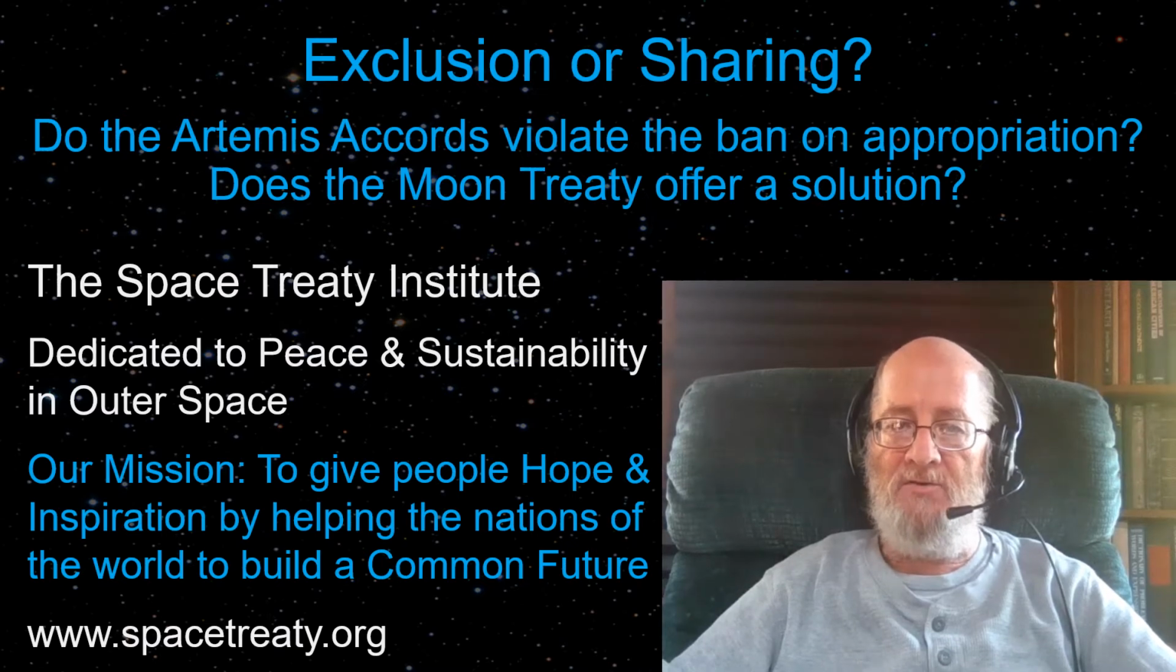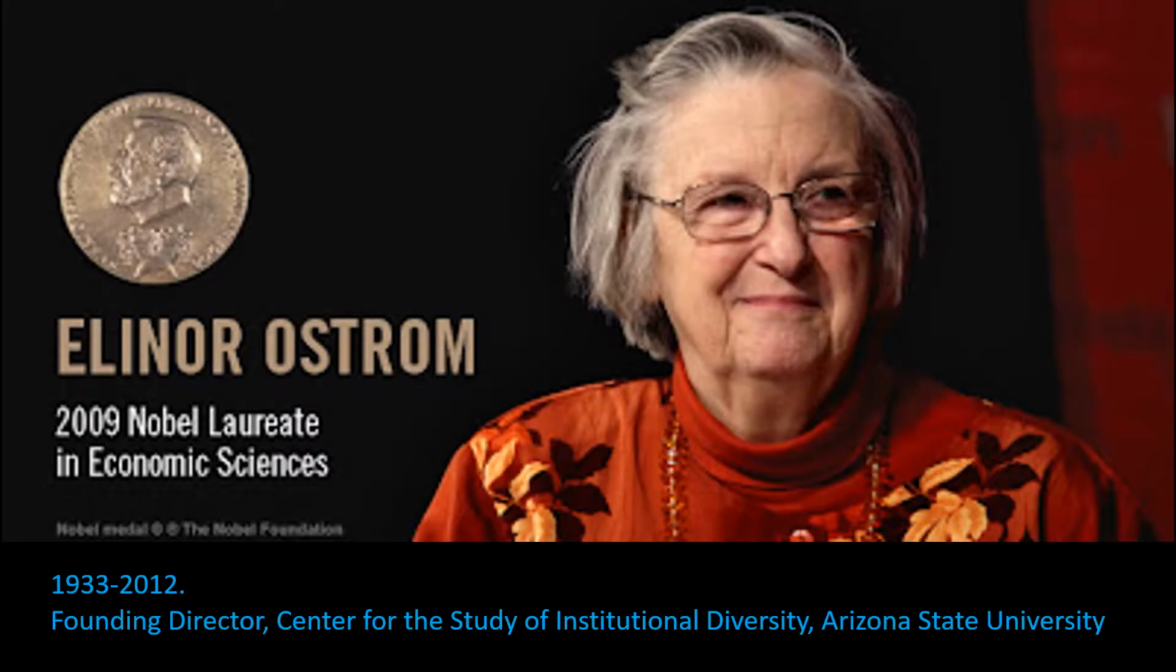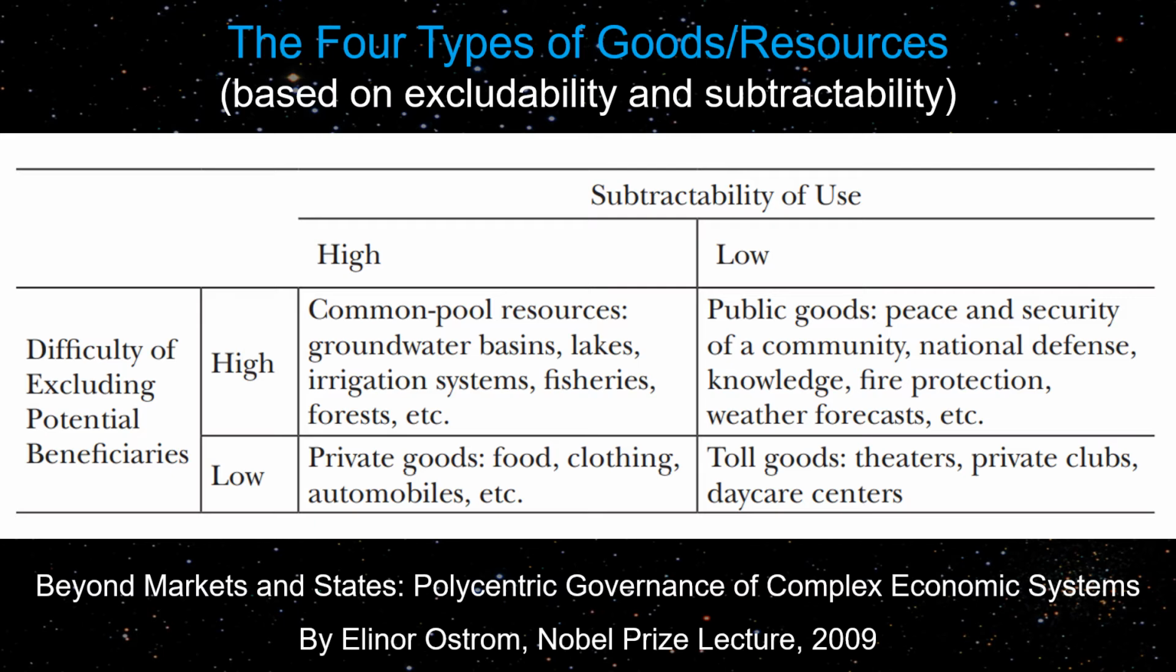But before we get to space law, we first need a lesson in economics. This is Eleanor Ostrom. In 2009, she won the Nobel Prize in Economics for her work in categorizing goods and resources. She began her career at Indiana University and ended it at Arizona State University, where she founded the Center for the Study of Institutional Diversity. Her Nobel lecture was titled Beyond Markets and States: Polycentric Governance of Complex Economic Systems.